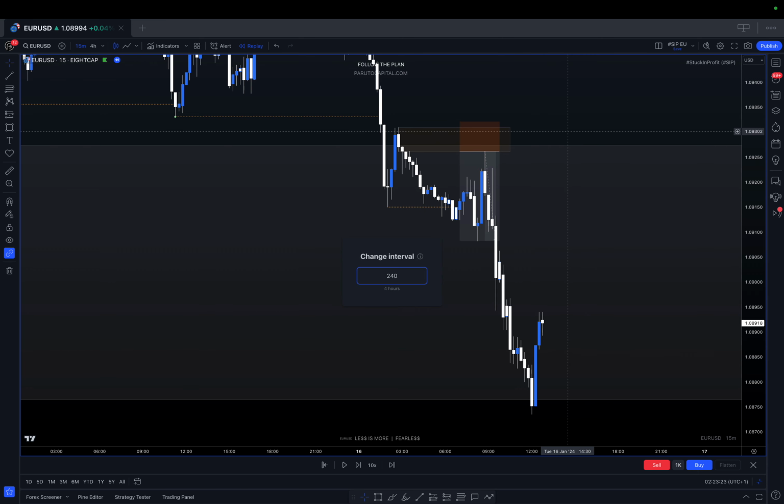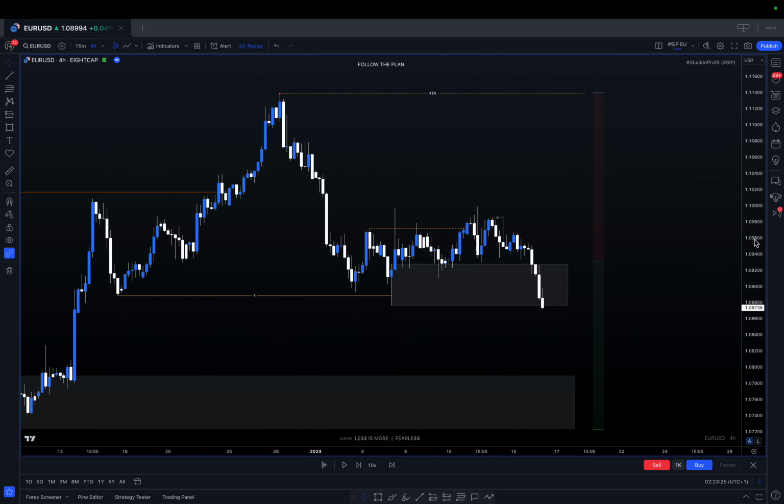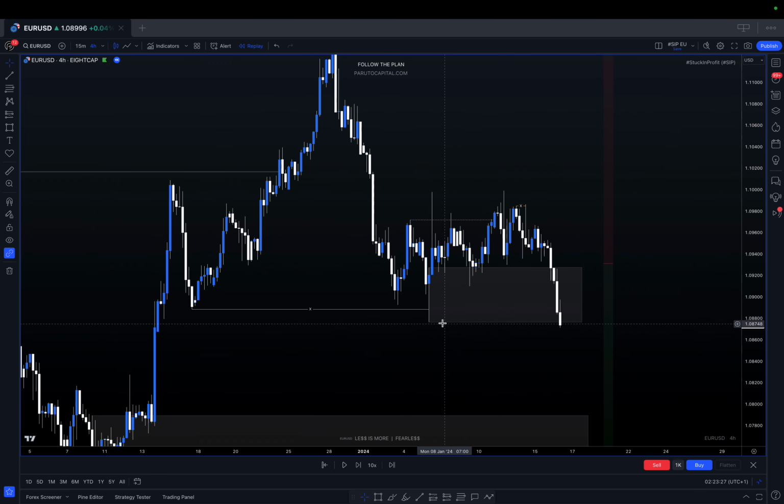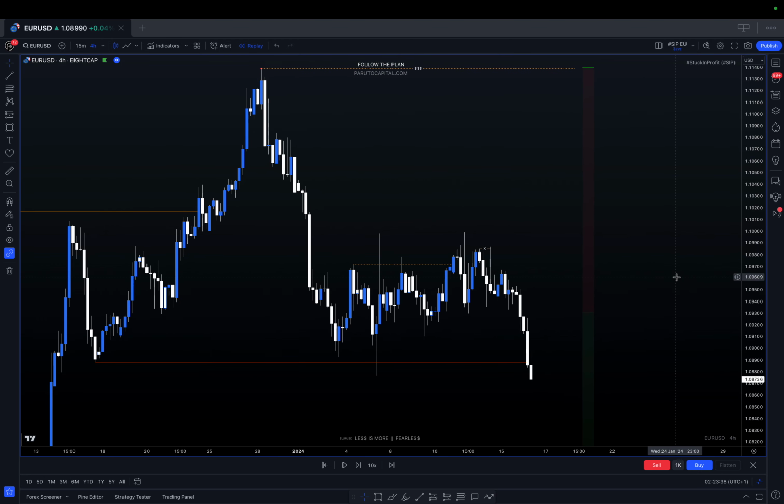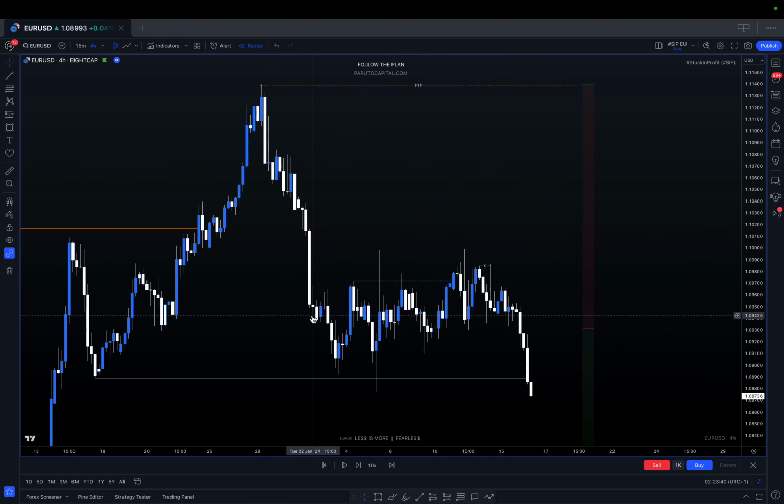Let's go to 4 hour and see if we can get better. Yeah, so essentially that low has been swept, so this 4-hour area is now essentially useless to us, and that means that the market is now officially bearish. All right, so the market is officially bearish.